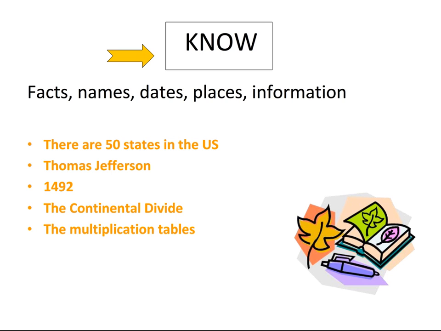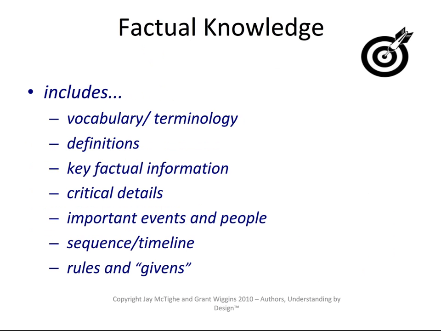But again, these are discrete pieces of information: facts, names, dates, people, places, things, and they're written as examples of, or characteristics of, or definitions of. So we want to just pretty much list these out, and then this is the discrete knowledge the kids are going to have by the end of the unit.